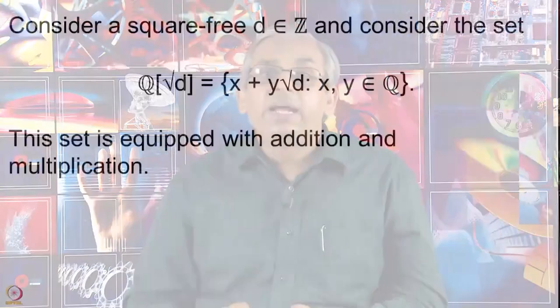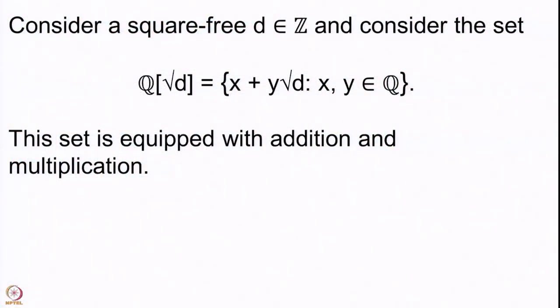This is something that we have already seen when we have computed the continued fraction expansion for root 2, root 3 and so on. There were instances when we had 1 by root 3 minus 1 for instance, and we needed to multiply both sides by root 3 plus 1, and we obtained some rational combination of 1 and root 3. So, this is indeed true that you can divide by a non-zero element in Q root d. So, the set is first of all equipped with addition and multiplication, and with respect to addition it is a group. With respect to multiplication, all the non-zero numbers form a group.